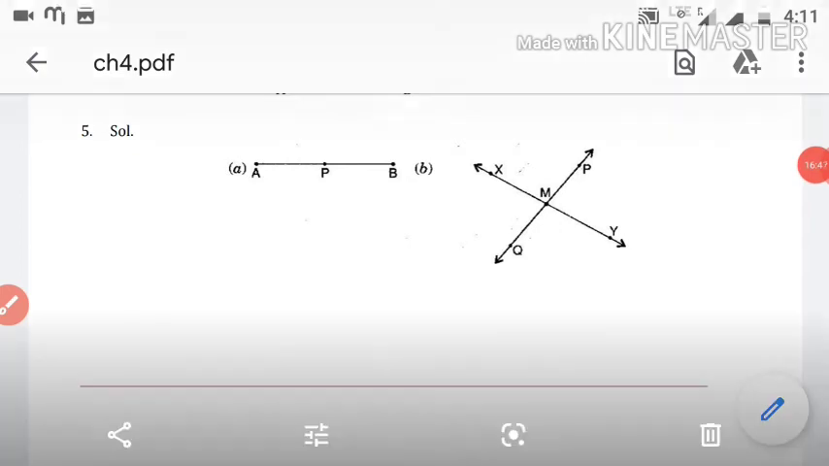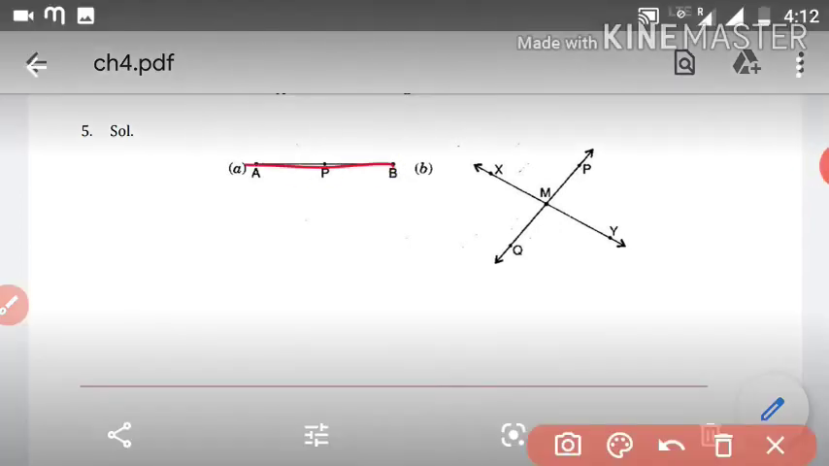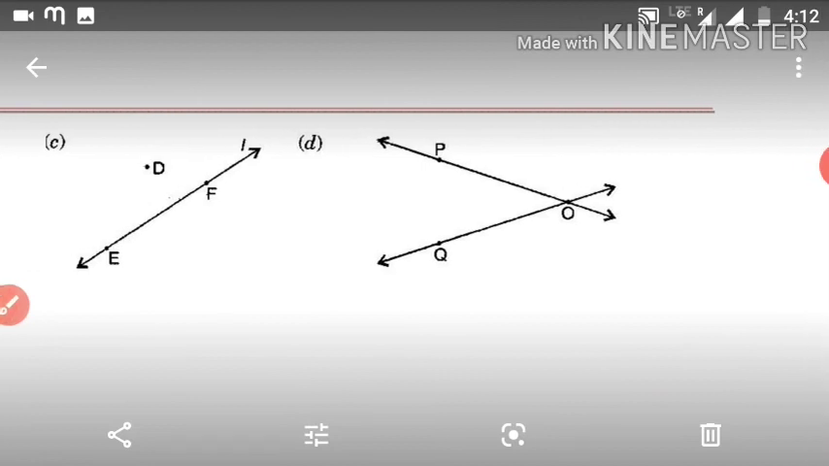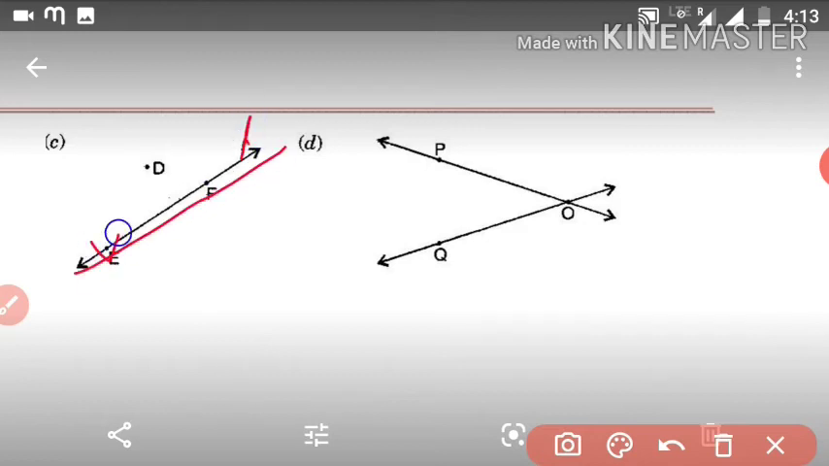So here is the answer for A. There is line AB, and P is on line AB. For the next one, this is XY and PQ, and M is the intersecting point, isn't it? Next, you can see here there is a line L. Here E and F are there, and D is not on the line. So D is outside. You can write the D here also, okay?